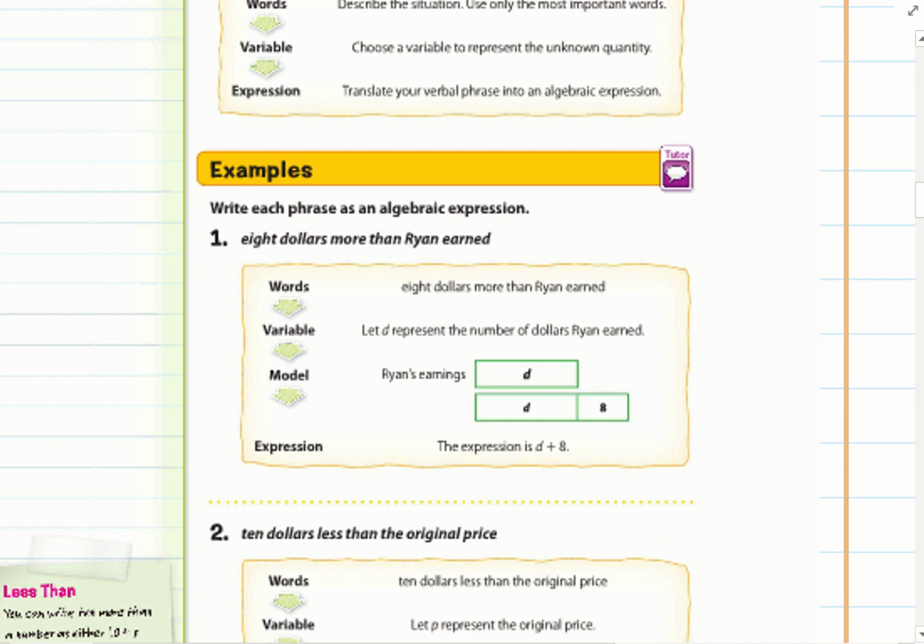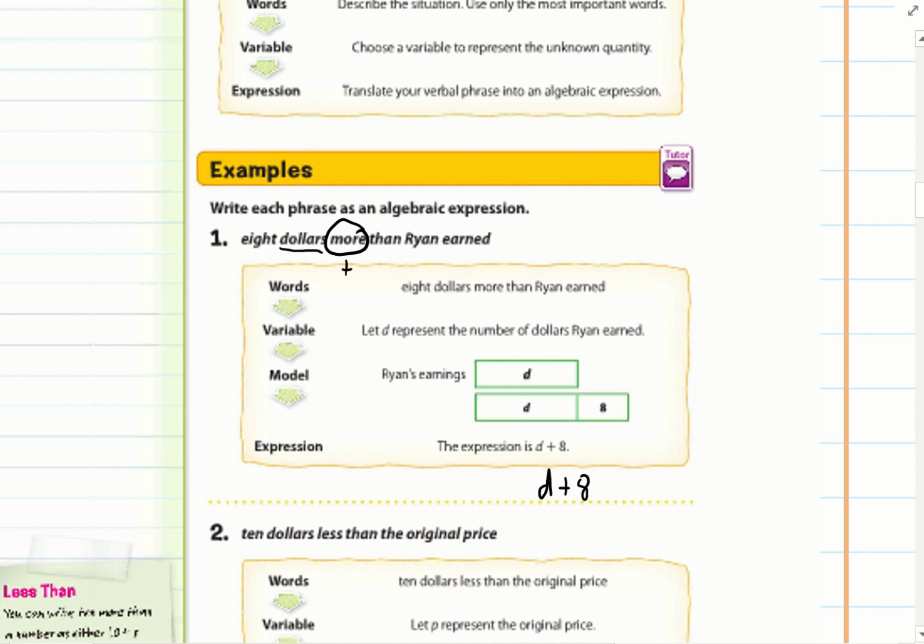So $8 more than Ryan earned. We need to have a variable, and in this case, we're going to use D for dollars. So we have $8 more than Ryan. More means addition. So my expression is D for dollars and then plus 8. Notice that there's no equal sign because expressions do not have equal signs.